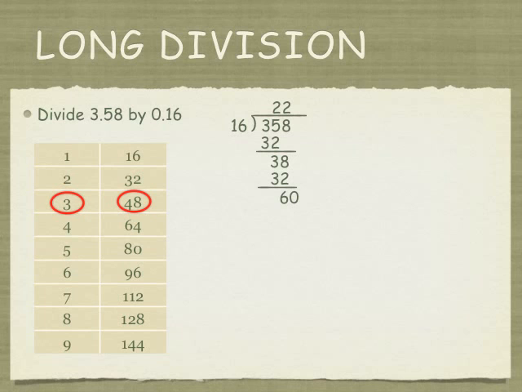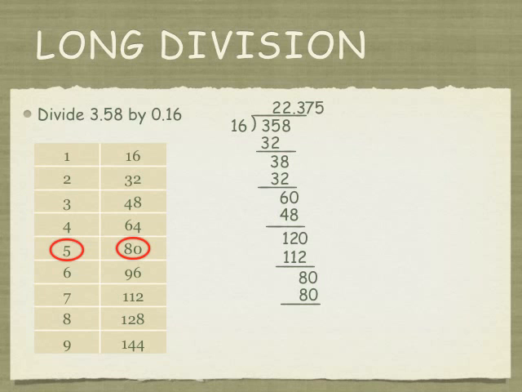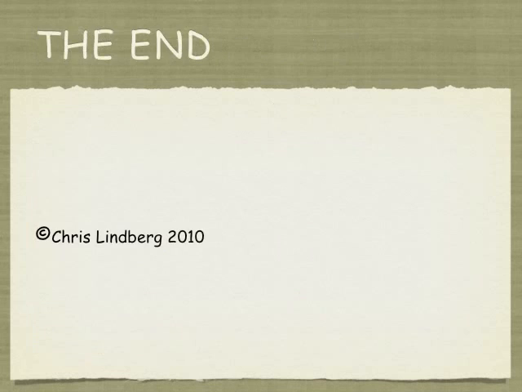And 48, 3 times, and we're going to have to add the decimal point now because we're past the end of our number. And 48 subtracted from 60 is 12. Bring down a 0. 112 will go into 120. Do that subtraction, that's 80. And 80 will go into 80 5 times. And that'll bring us to the end of our problem.